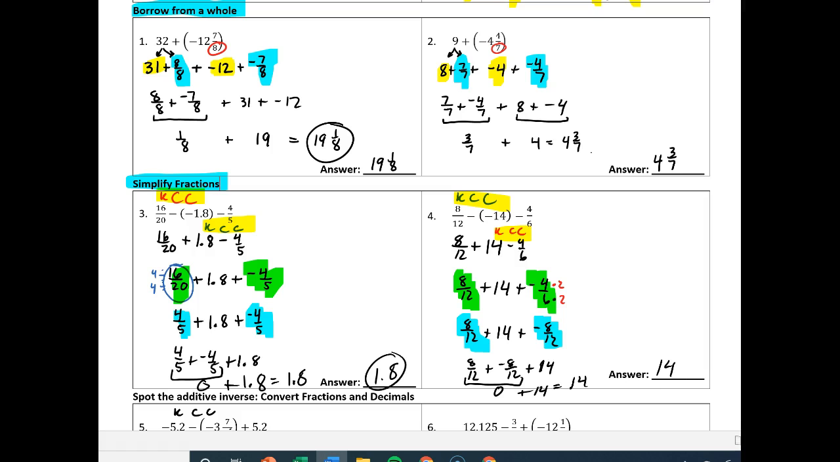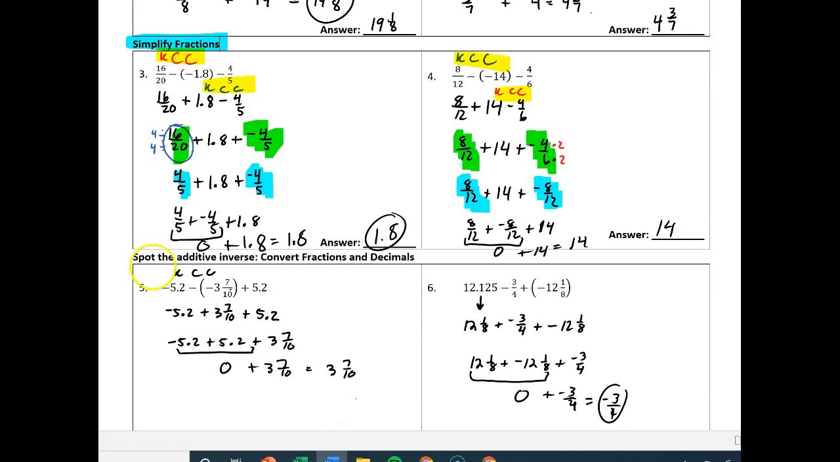Okay. The next strategy is converting fractions and decimals and spotting the additive inverse. So if I first use KCC here, I get negative 5.2 plus 3 and 7/10 plus 5.2. Hopefully you recognize, the additive inverse is right there. I didn't even need to convert any fractions or decimals there. It's just 3 and 7/10. The next one, a little bit trickier, no KCC needed, but hopefully you recognize, wait, 12.125 and negative 12 1/8. Hey, wait a second. Yeah, 0.125 is 1/8. So it then just becomes, wait a second, I've got 12 and 1/8 and negative 12 and 1/8. I put those together, that's 0, additive inverse, and I get negative 3/4.